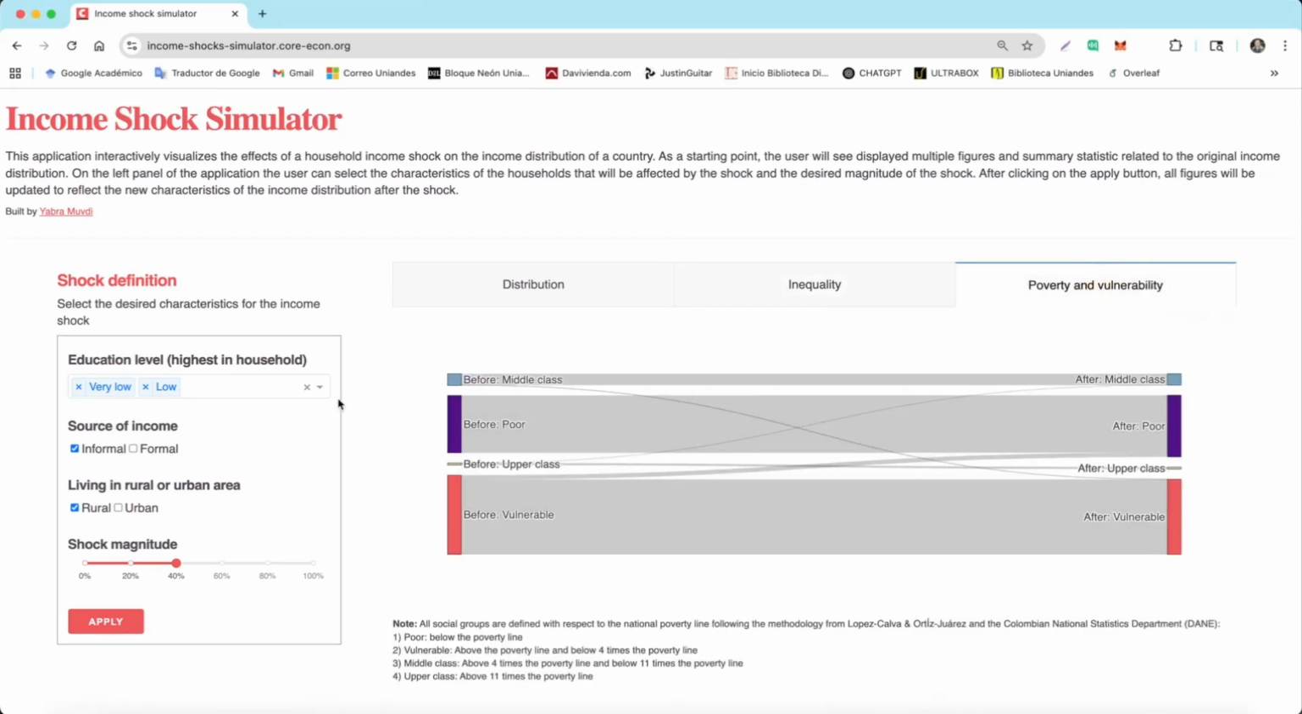In this third tab, you can clearly see how the entire population is distributed among the various social classes both before and after the shock. By hovering over these distinct areas, you will be able to see the effects of movement between social classes. For example, if you hover over this line, you will see what portion of the high-income population remained in the high-income group.